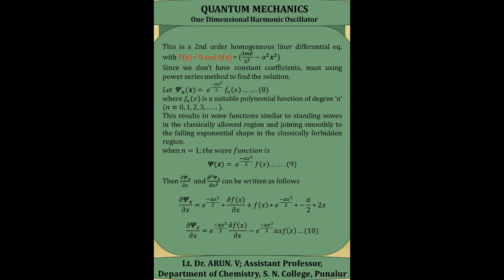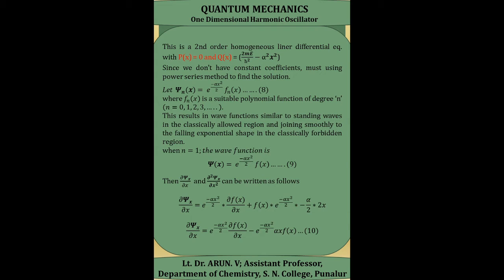Since we don't have constant coefficients, we must use a power series method to solve this Schrodinger equation. We use the power series method to find the eigenvalues and eigenfunctions of this second order homogeneous linear differential equation in the case of a one-dimensional harmonic oscillator.